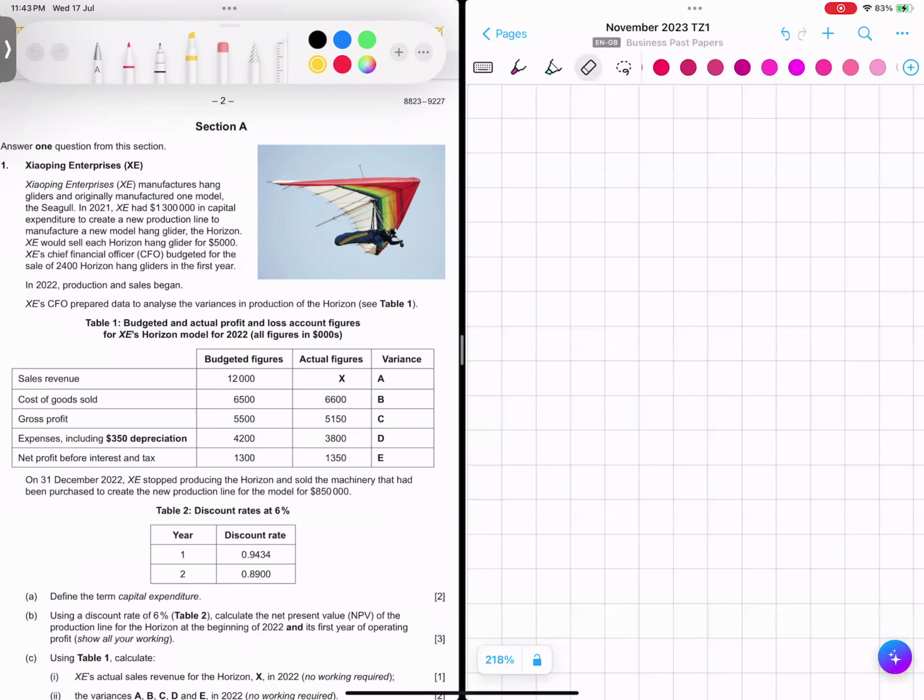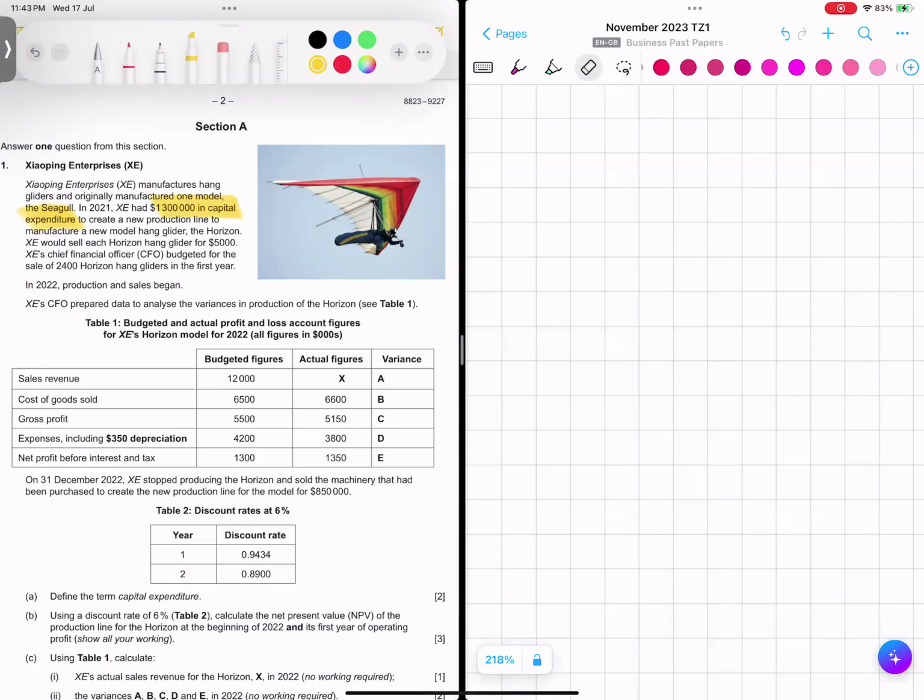In 2021, XE had a 1.3 million in capital expenditure. We have to make sure we keep that in mind to create a new production line to manufacture a new model hang glider, the Horizon. XE would sell each Horizon hang glider for $5,000. XE's chief financial officer, CFO, budgeted for the sale of the 2,400 Horizon hang gliders in the first year.